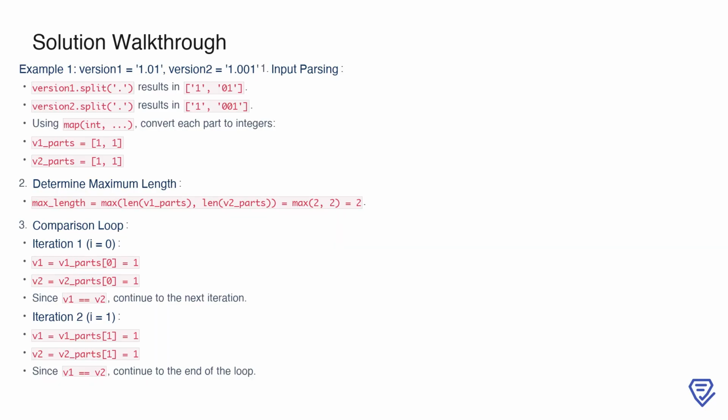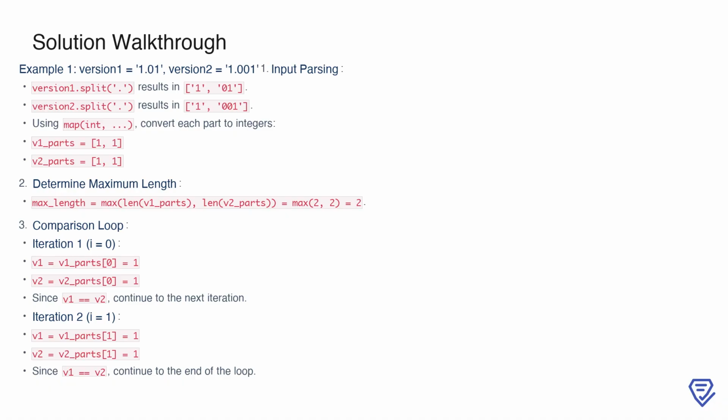We start by breaking down the first example where version 1 is 1.01 and version 2 is 1.001. First, the input strings are split by the dot character, resulting in 01 and 001. Each of these parts is then converted to integers, giving us v1_parts as 1, 1, and v2_parts as 1, 1. Next, we determine the maximum length of the two versions, which in this case is 2, since both have 2 parts. Now, we enter the comparison loop.